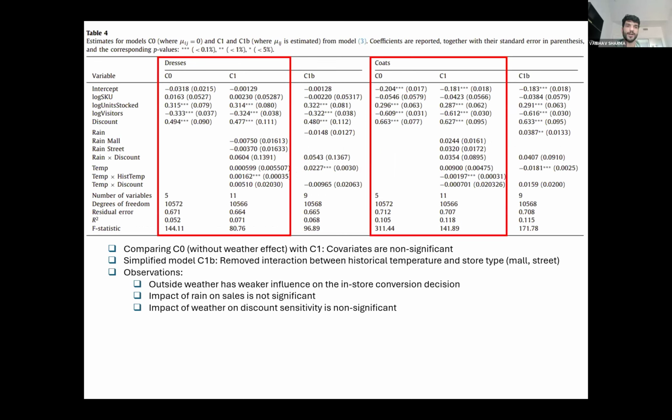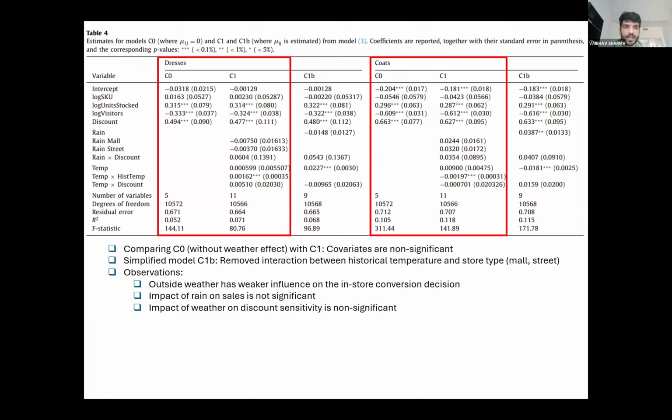So if you look at the first red box, you'll see two columns, C0 and C1. C0 is their model without accounting for the weather variables, and C1 is their model accounting for the weather variables. So you'll notice that the weather coefficient doesn't have a significant impact on the conversion. So this again proves that weather has a very weak correlation when it comes to conversion decisions.